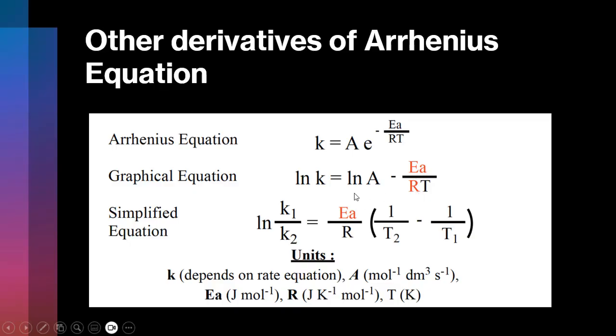There's also a two-temperature version of the equation in which ln of k1 over k2 is equal to E sub A over R times the difference between 1 over T2 minus 1 over T1. This form we're actually going to use in our next calculation example.